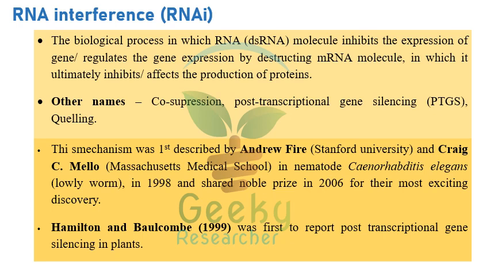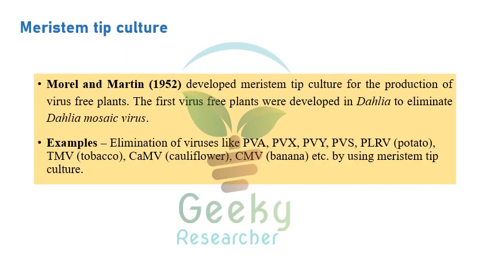So if this RNA interference is in plants, it is called post-transcriptional gene silencing. If observed in fungi or maybe some other organism, it is called quelling, I think. So now we'll see meristem tip culture. Now we are going to see this biotechnology in plant disease management.